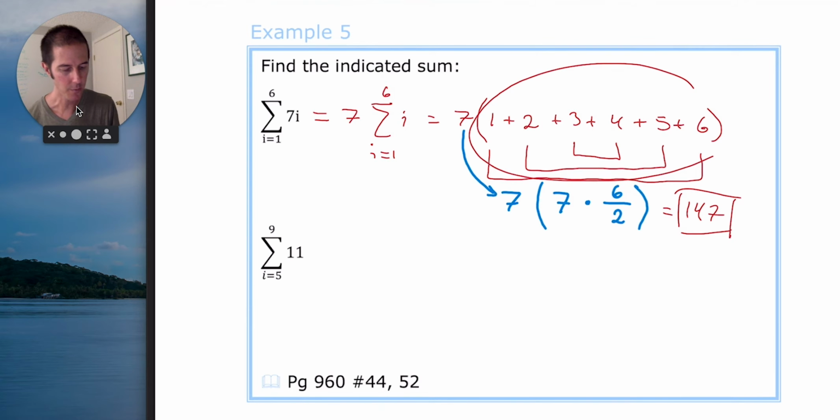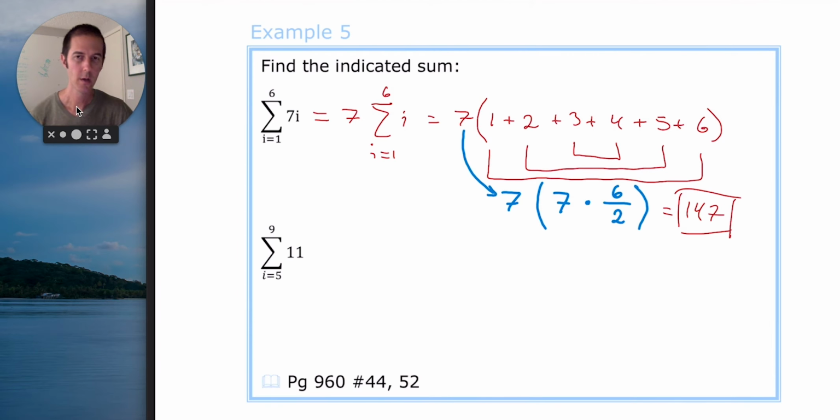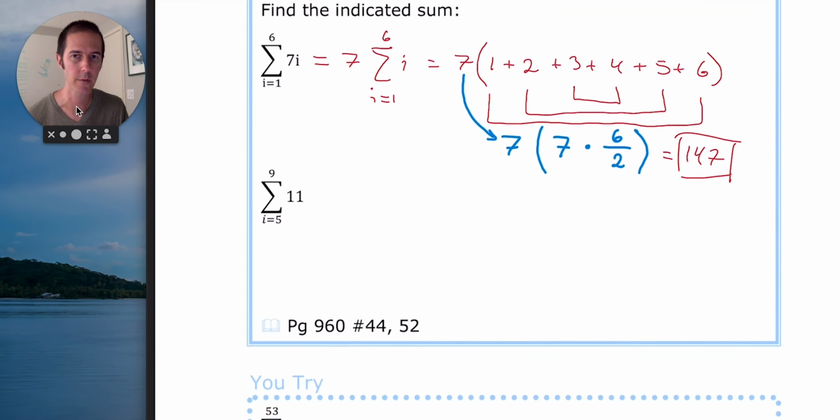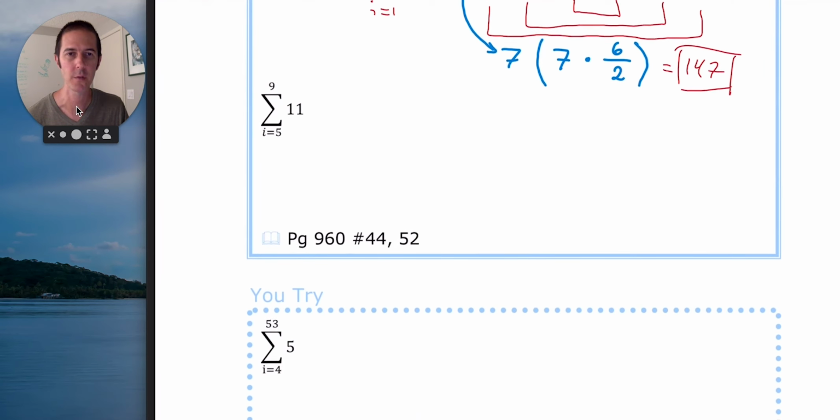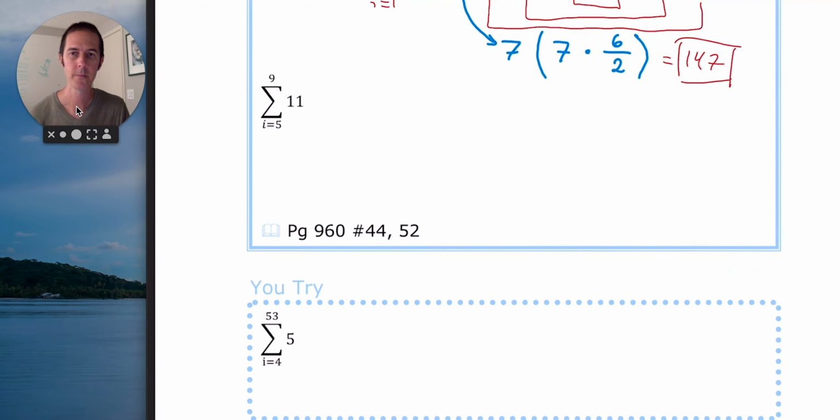This idea, this process of pairing up your terms, can save you a lot of work, especially if you have a professor or a teacher like me who may or may not be letting you use a fancy calculator when you're taking your test. Might force you to do some of this stuff longhand.